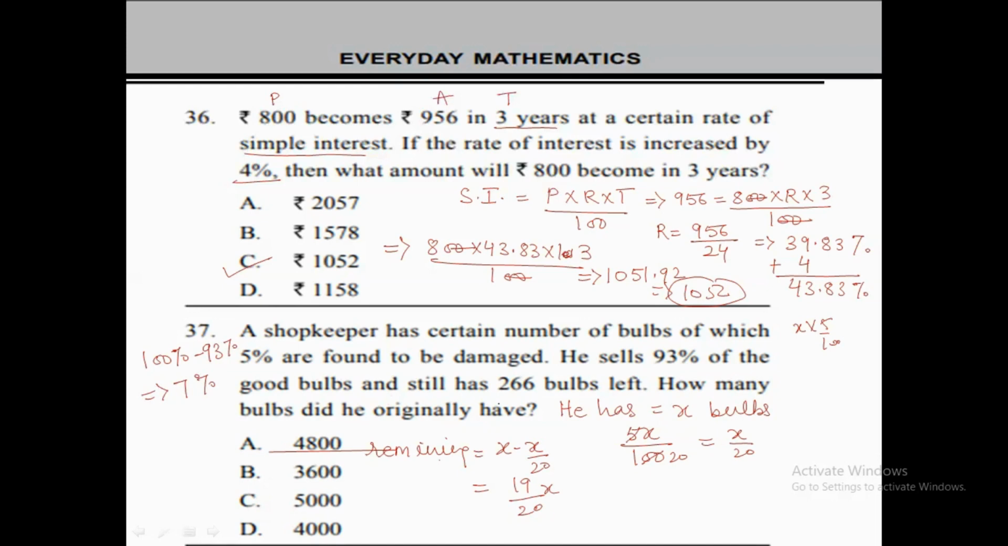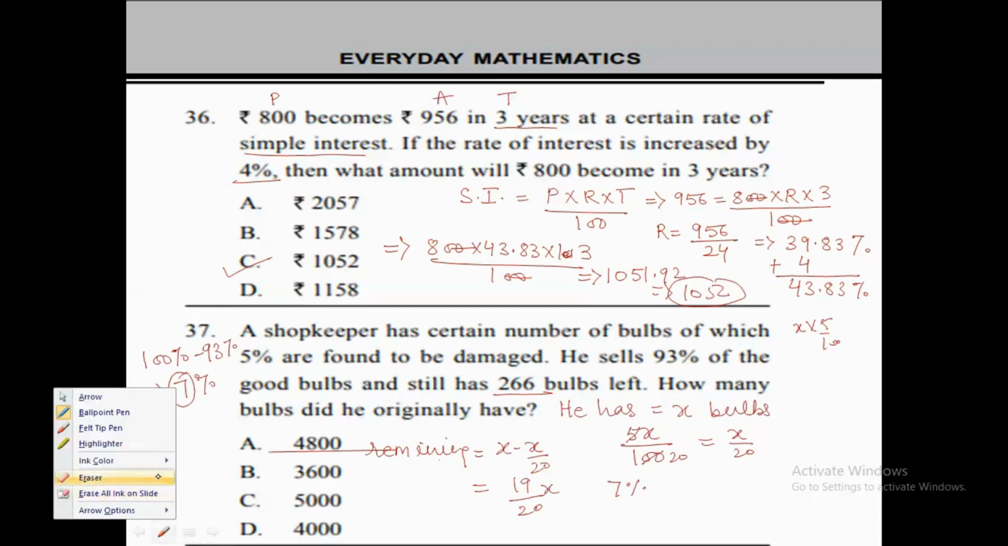Correct. Now, according to the question, after selling 93% of the bulbs, he still has 266 bulbs with him. So we know that the remaining bulbs are 7% of the total, and the remaining number of bulbs is given over here, which is 266. Now we need to find that total.